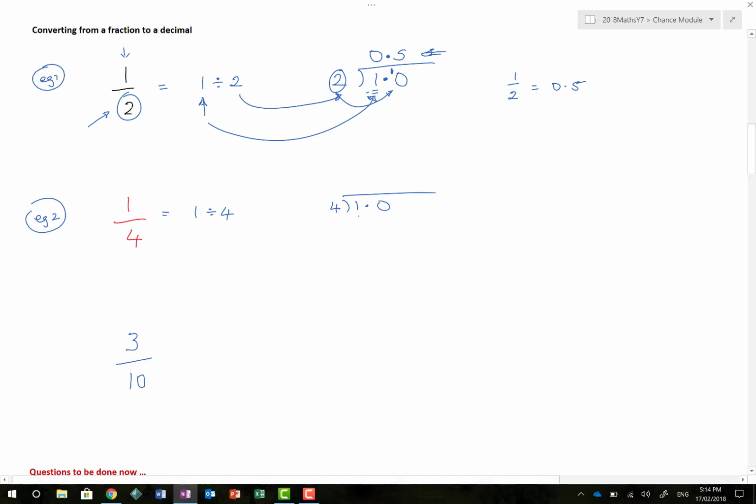So the question is, does 1 divide by 4? No, it doesn't. It goes in 0 times remainder 1. So I put that little 1 above the 0. Does 10 divide by 4? I should think so. It goes in 2 whole times, but now there's a remainder 2.